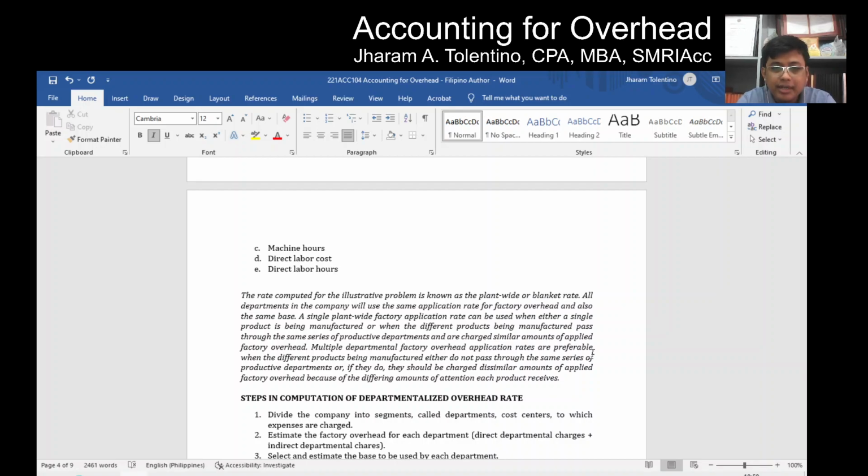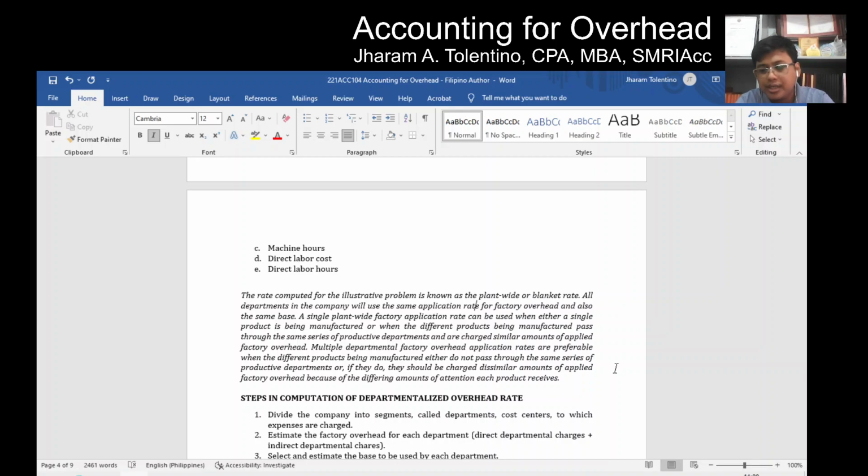Multiple departmental factory overhead application rates are preferable naman kapag meron tayong different products being manufactured and either do not pass through the same series of productive departments, or if they do, they should be charged with the similar amounts of applied factory overhead because of the different amounts of attention each product receives. Okay? So, ibig sabihin, pwede natin gamitin yung plant-wide system or yung blanket rate for single product kasi pare-parehas lang naman sila ng ginamit, pinasok, and attention na nakuha dun sa company or dun sa factory.